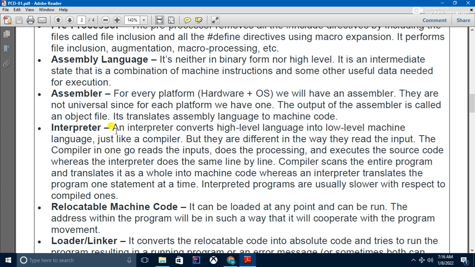Now an interpreter converts high level language into low level machine language, just like a compiler, but they differ in the way they read the input. The compiler reads the input in one go, does the pre-processing, and executes the source code, whereas the interpreter does the same line by line. The compiler scans the entire program and translates it as a whole into machine code, whereas the interpreter translates the program one statement at a time. Interpreted programs are usually slower than compiled ones.